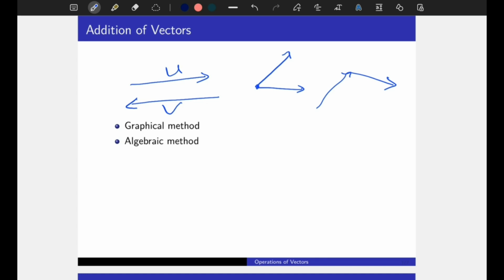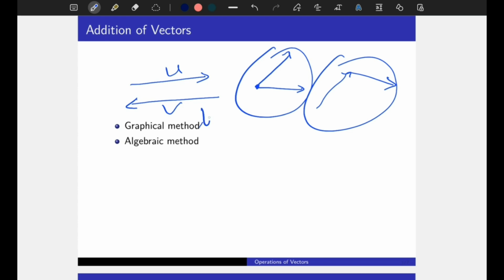We use the graphical method when the vectors are arranged tail to tail or tail to head, like these graphs. Under the graphical method, we have two ways or two laws. The first one is the triangular law, and the second is the parallelogram law.